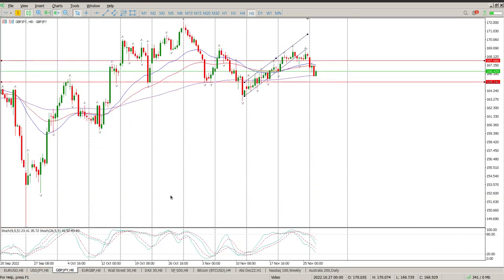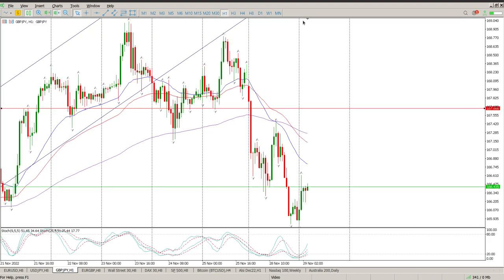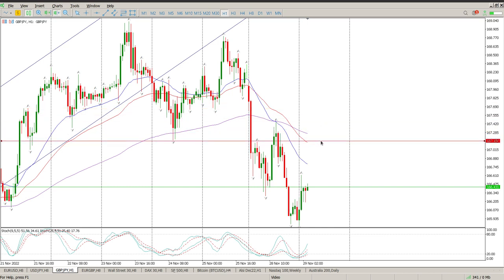Moving on to British pound, Japanese yen. We had the channel break. We didn't really get a retest of that channel break yesterday. So what we're looking for is opportunity on the lower time frame for a retest. I'm going to use this level here. That would be ideal. So any retest of 167.154, we're looking for another move to the downside.